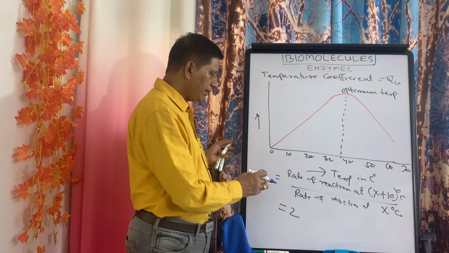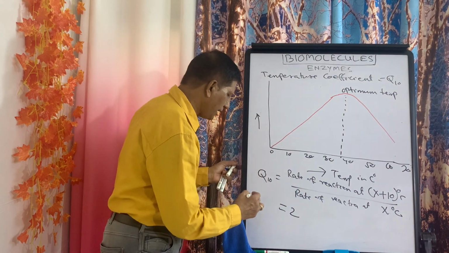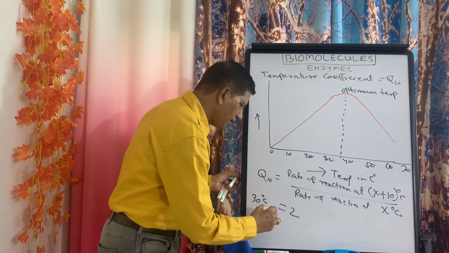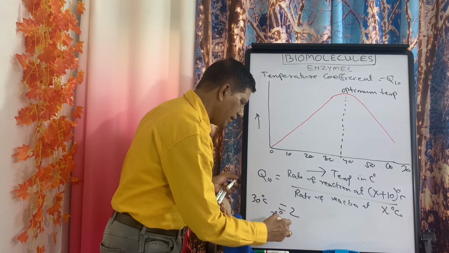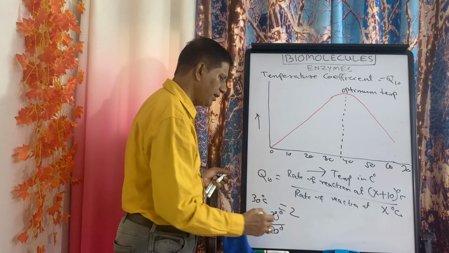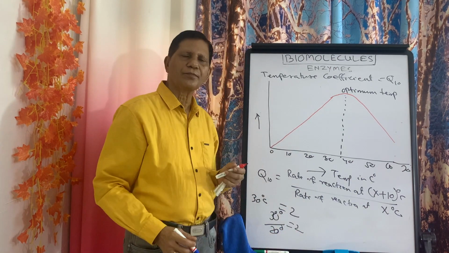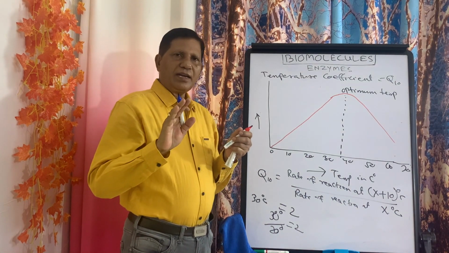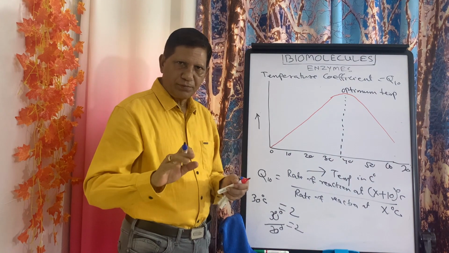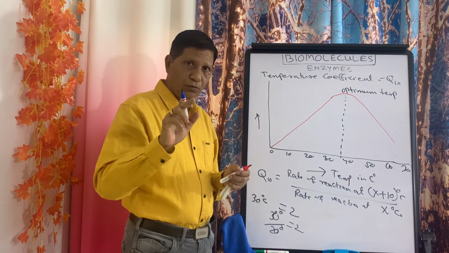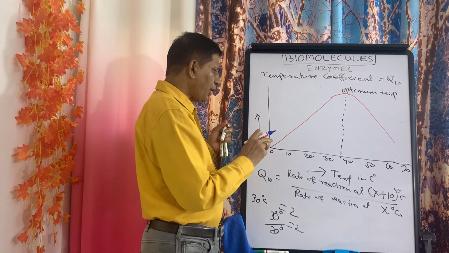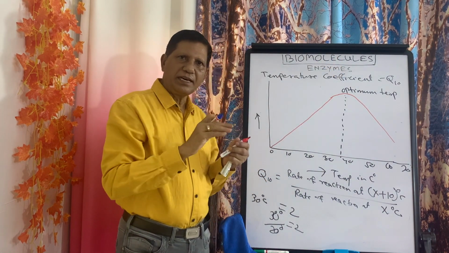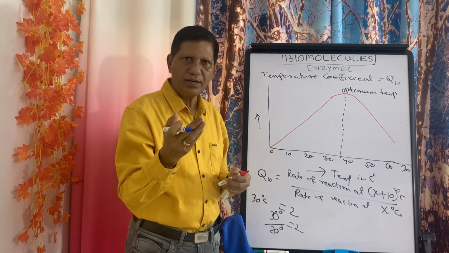Suppose we take the Q10 value at 30 degree centigrade. What does it mean? The rate of the reaction at 30 degree centigrade divided by the rate of the reaction at 20 degree centigrade, and it will always come to 2. So now listen carefully. A general rule of thumb is that for each 10 degree rise or fall in temperature, the rate of the reaction is either doubled or reduced to half.